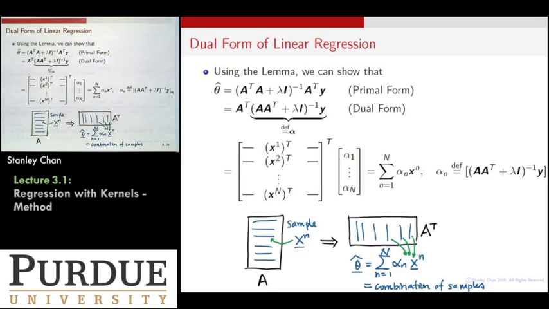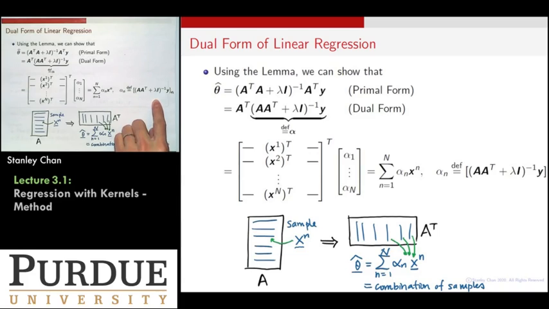Question? For this to be a linear combination, alpha n has to be independent of data points, but it is dependent on data. The question is, should there be any independence or dependence on the data points? It does not matter because I have a lambda here. So this matrix is always invertible given any positive lambda.